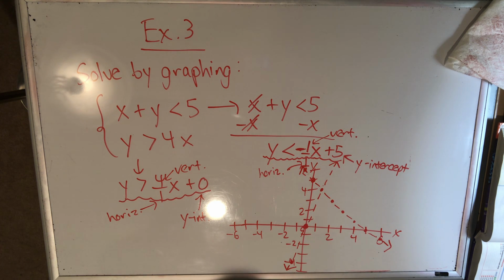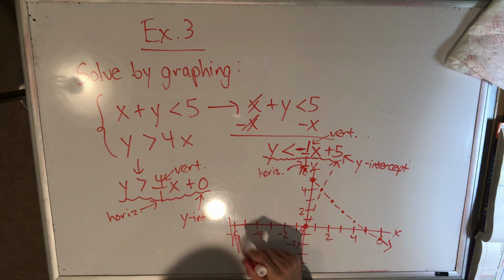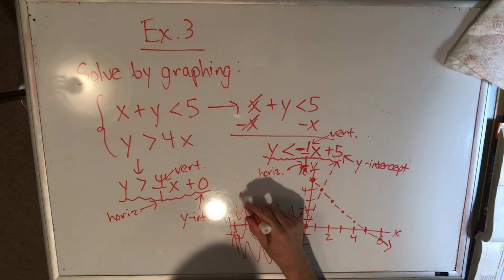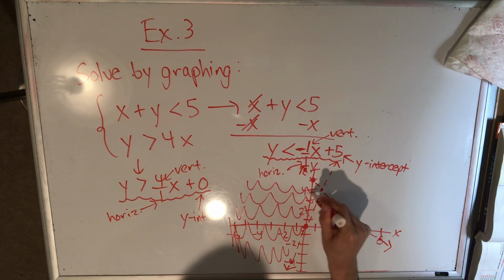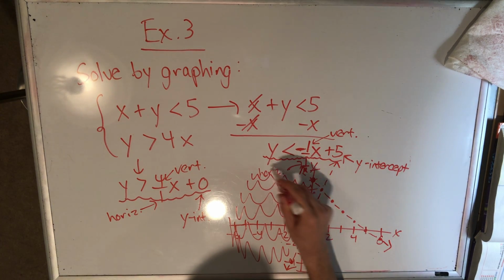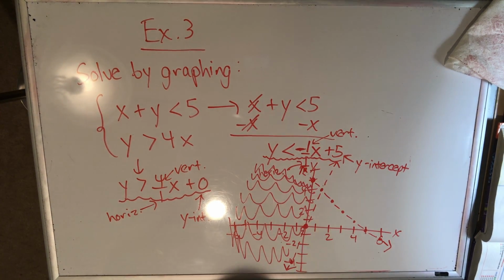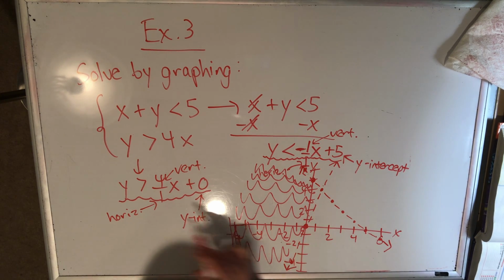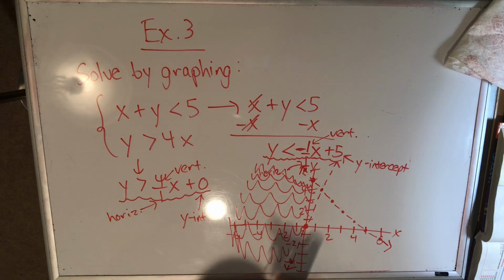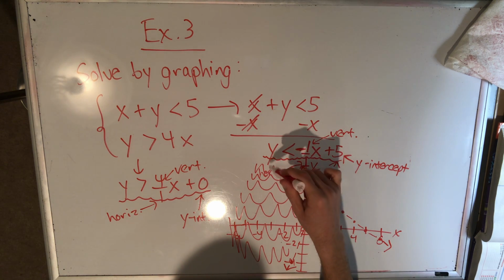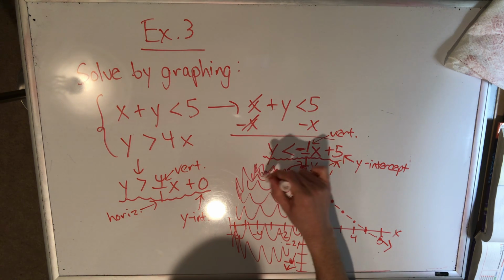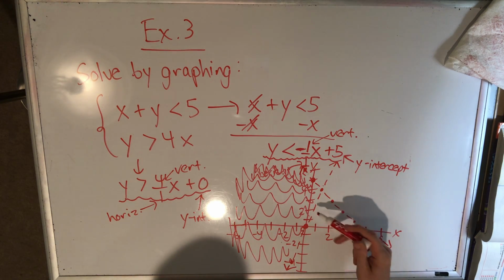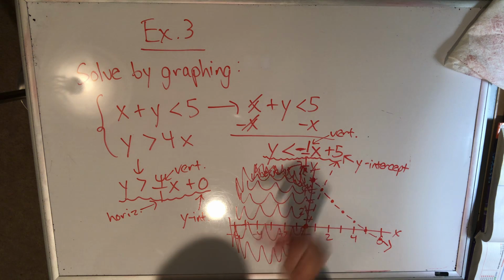So we need to shade this region here because that's the only region that fulfills both conditions. That's underneath the first line, which is y is less than, and above the second line, which is y is greater than 4 over 1x plus 0. And keep in mind that this shaded region goes on forever because the lines go on forever.